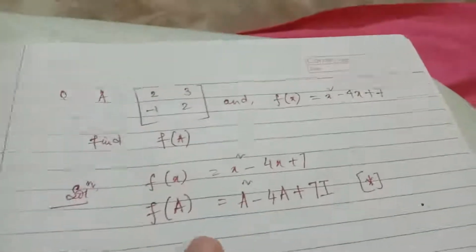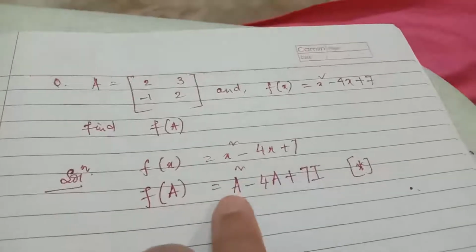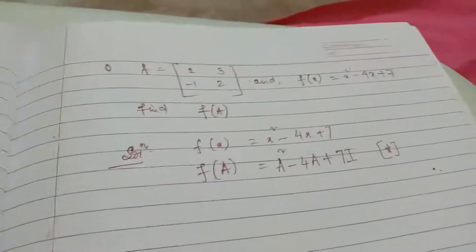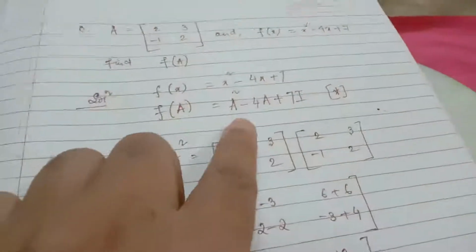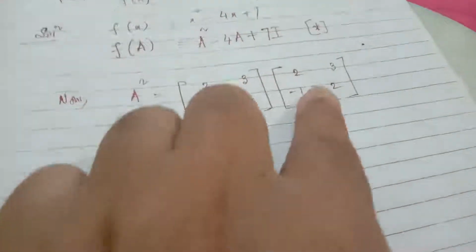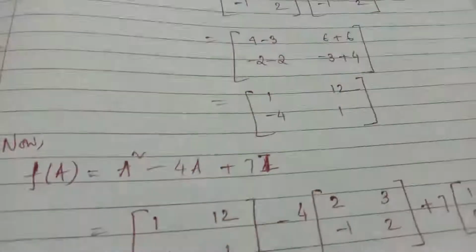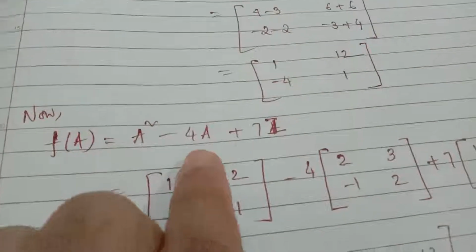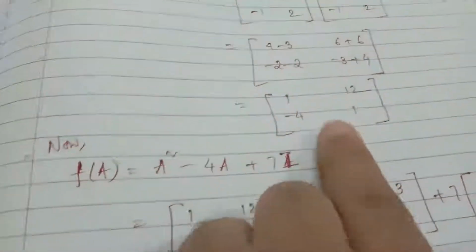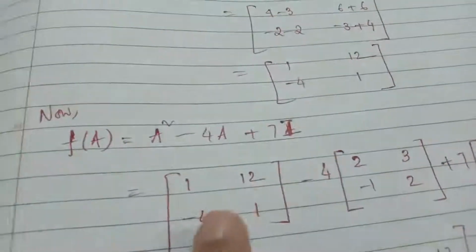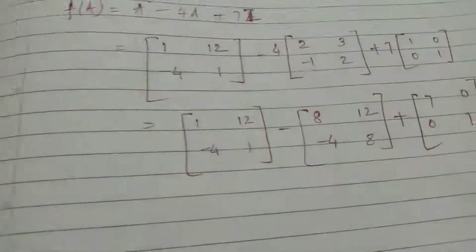f(x) equal to x square minus 4x plus 7. As A is a matrix, we have to write f(A) equal to A square minus 4A plus 7I. Now to find f(A), we have to find A square. A square means A into A, and we get A square equal to this. This is the matrix A square. So replacing A square by this matrix, minus 4 into A, 7 into identity matrix, and we get this one.